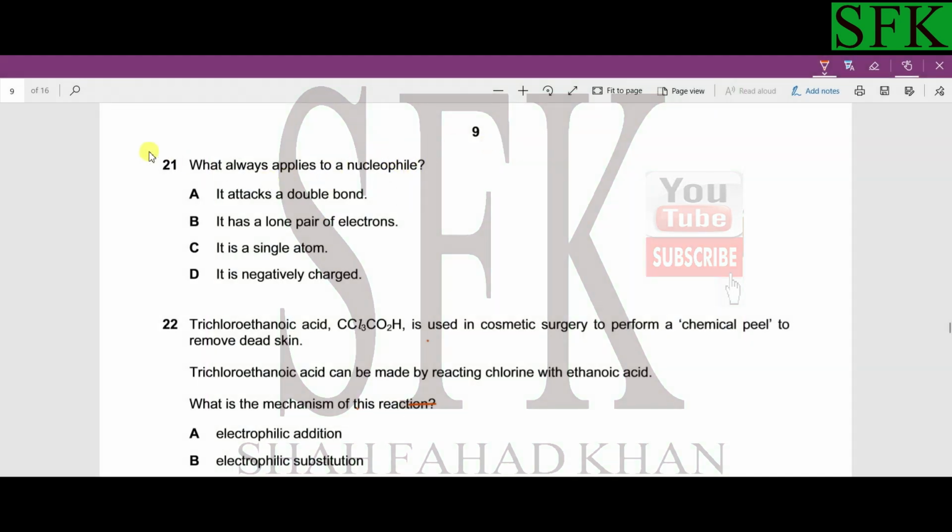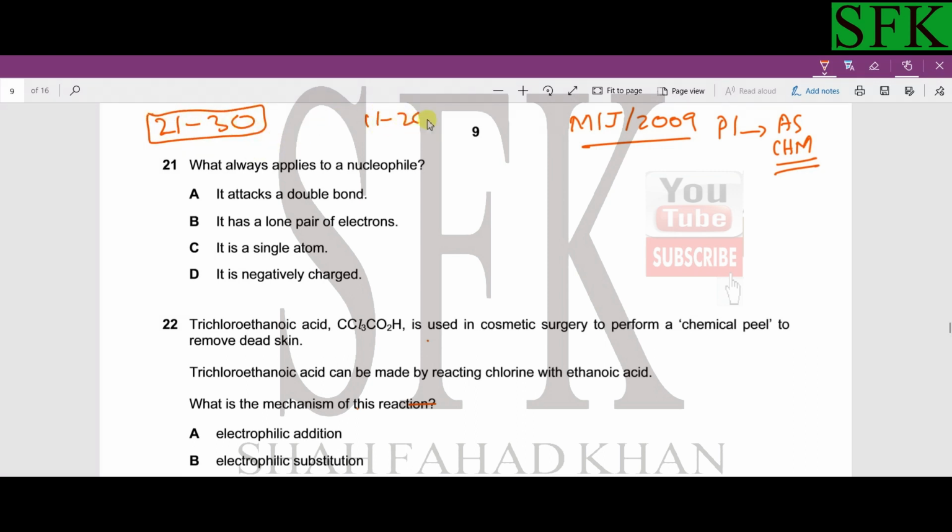Okay, guys, so this is a continuation of the previous lecture of May June 2009, paper 1, chemistry, AS level chemistry. Okay, so let's get started from 21 to 30. We've covered the MCQs number 11 to 20 in the previous lecture. The link to that is given in the description, so check that out if you haven't checked it yet.